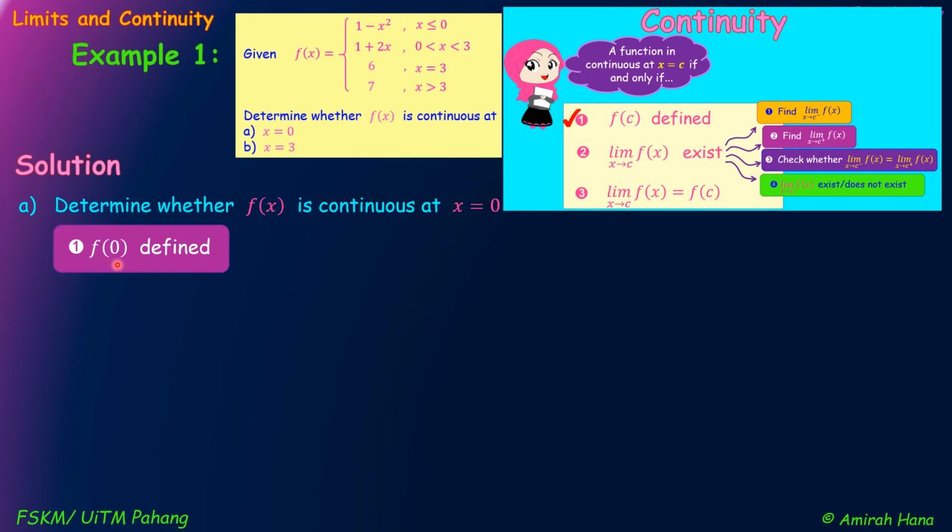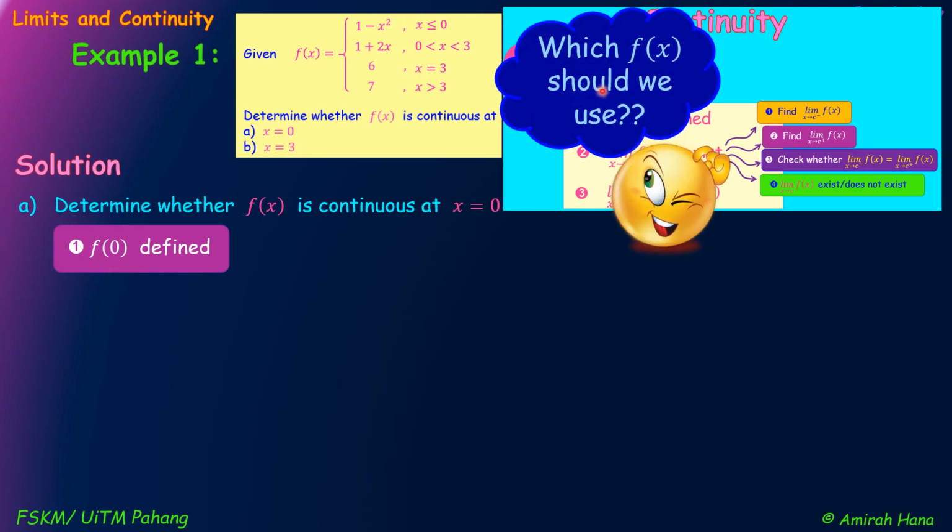Alright, to find f(0), which f(x) should we use? From here, x equals to 0, we can refer from the given domain. For domain x less than or equal to 0, x equals to 0 is included in this domain. So we need to use this f(x). If we use f(x) equals to 1 plus 2x to find f(0), it is wrong because x equals to 0 is not included in this domain.